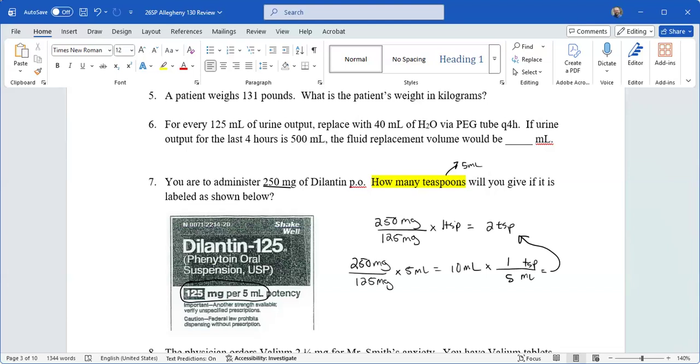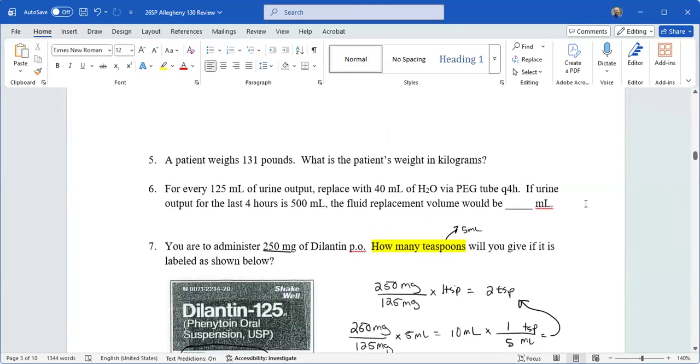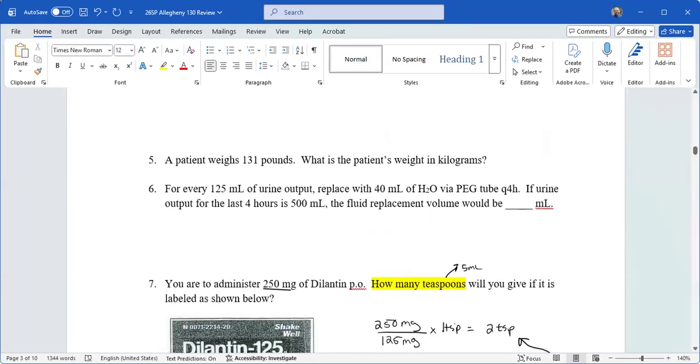Yes. So let me do the fluid replacement, and then we'll bounce over to number 8. For this one, I'm just going to encourage you to remember the following things. You want to take whatever they actually voided, so their actual output, divided by what they expected to void, and then multiply that by the replacement volume.